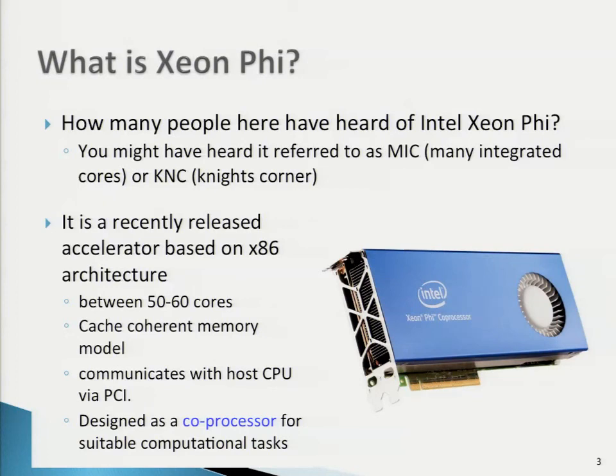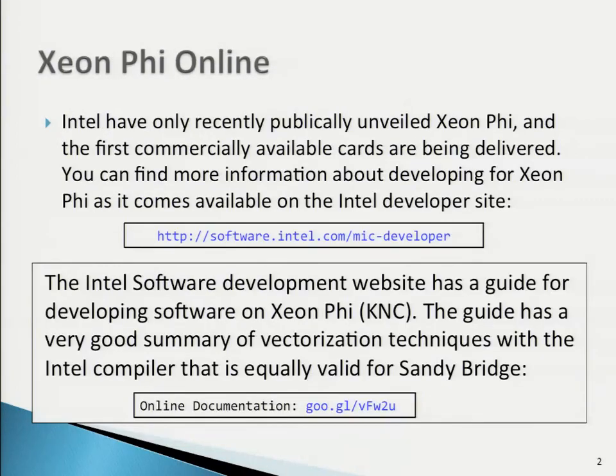It has a fully coherent cache memory model. That means each of these cores has its own cache and it maintains coherency between the caches, and it communicates with a host CPU via the PCI Express. It's designed as a coprocessor, and about a month ago the first commercially available cards started being delivered out to sites like us.